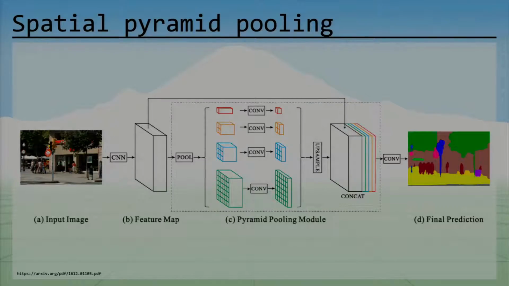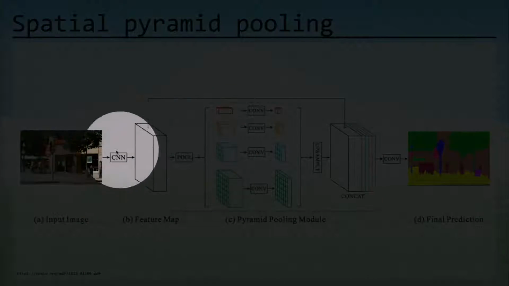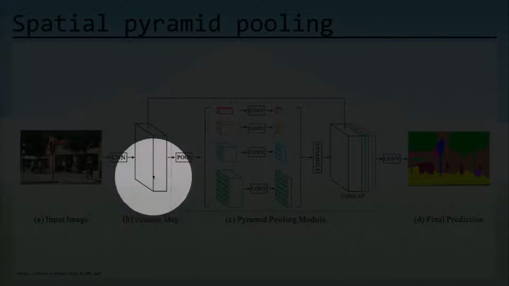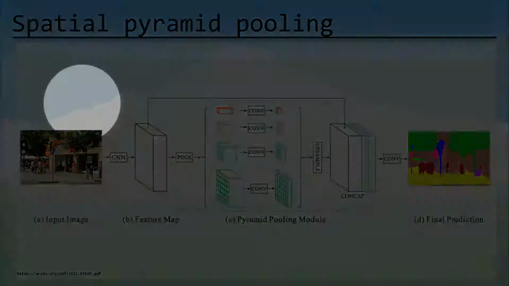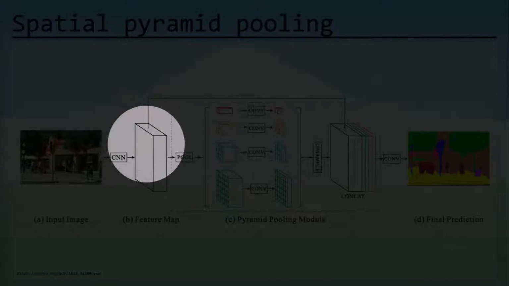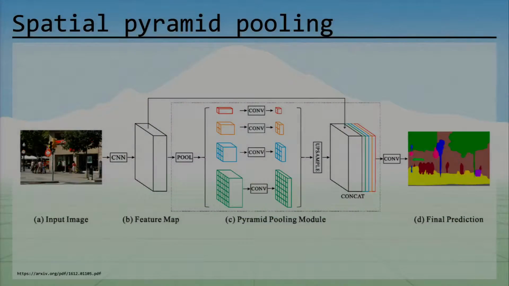Another idea that people came up with for doing semantic segmentation was spatial pyramid pooling. And this is the idea that if you have this CNN, this convolutional network, and it produces this output feature map from your input, especially for really large objects or really small objects, you may want to look at multiple different scales.